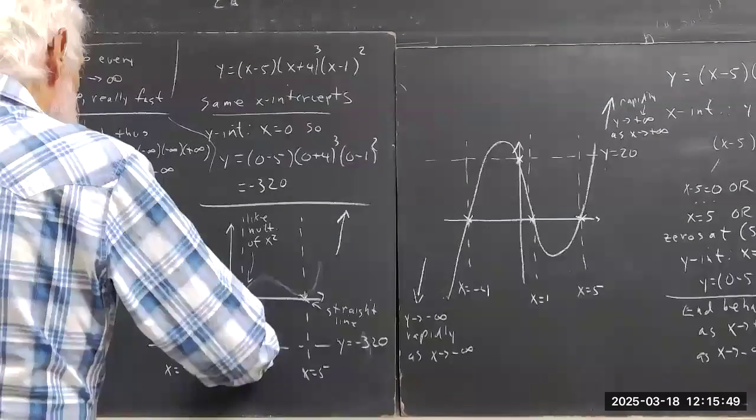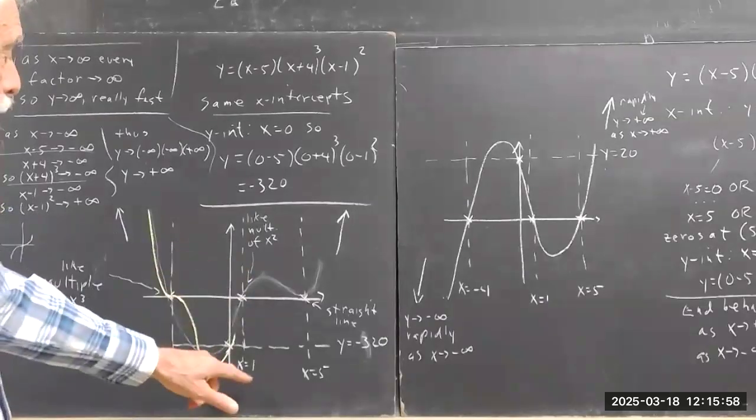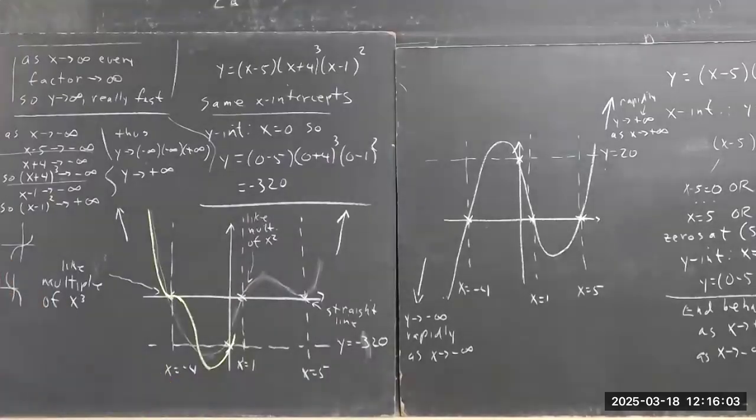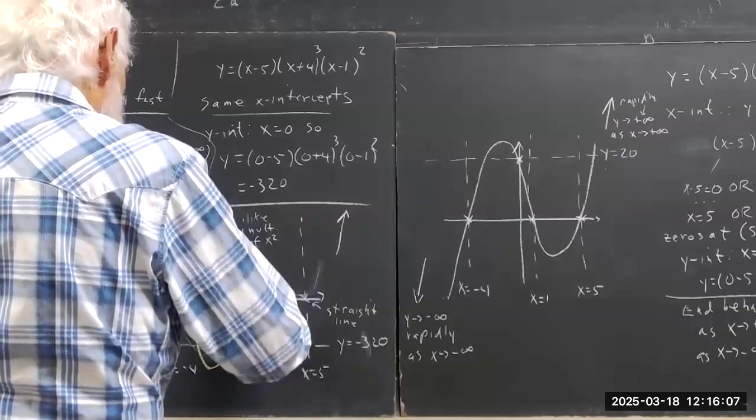Somewhere here, and then comes back up through here. Now what's it going to do? It's a multiple of x squared, because remember, this x equals 1 came from x minus 1 squared, which is a shifted x squared function. So it's going to come up here and turn around.